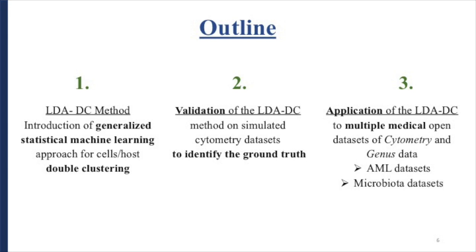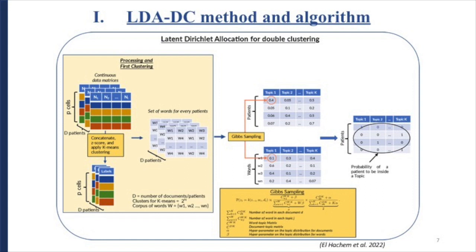First, I'm going to talk about the method that we designed, which is an introduction of a generalized statistical machine learning approach for cellular and host clustering, called double clustering. Then I will show you some results of our technique on different simulated data to identify the ground truth. Then I'm going to show you the technique on multiple medical datasets from cytometry and genomics data, for AML datasets and microbiota datasets.